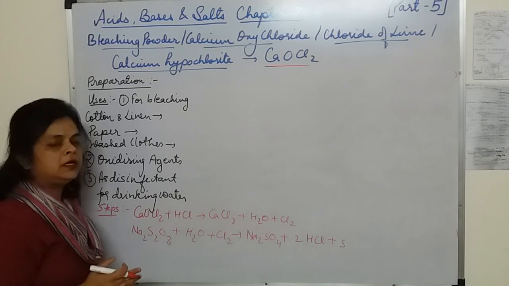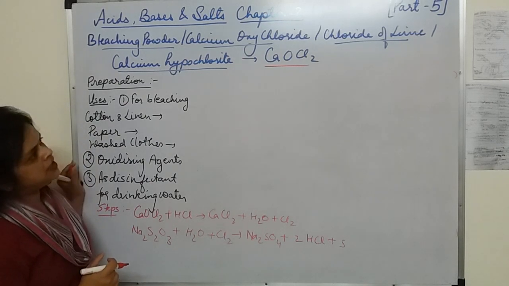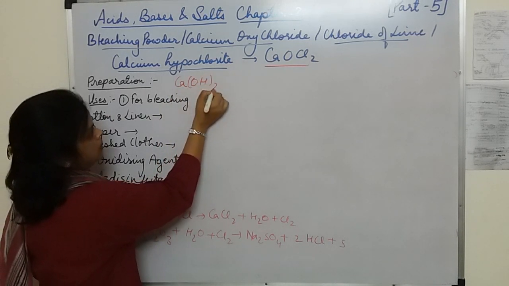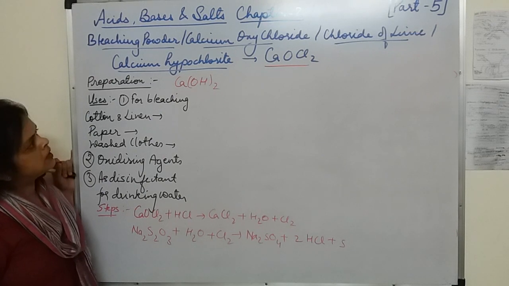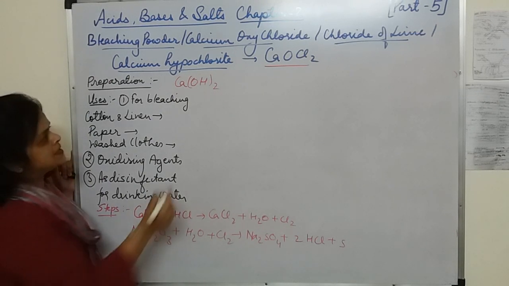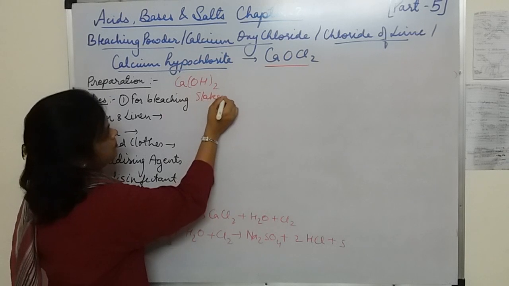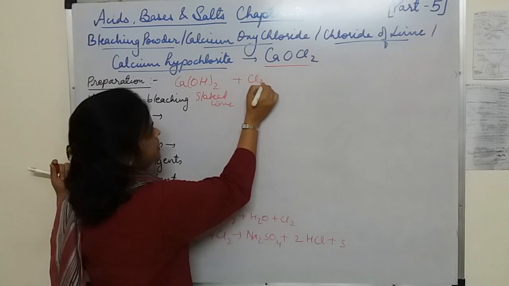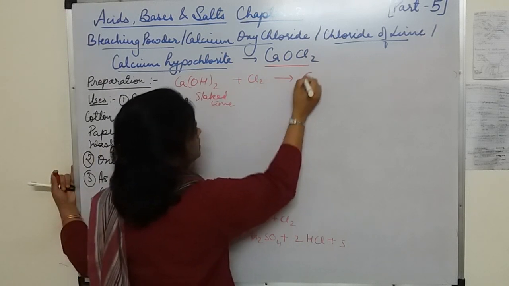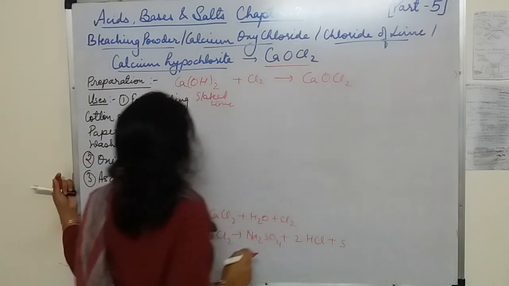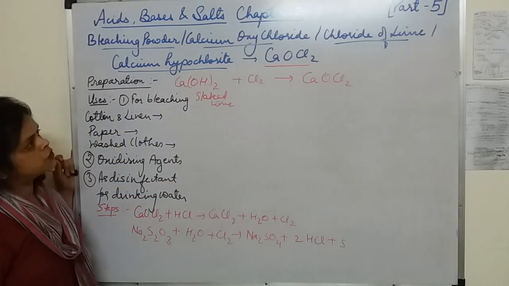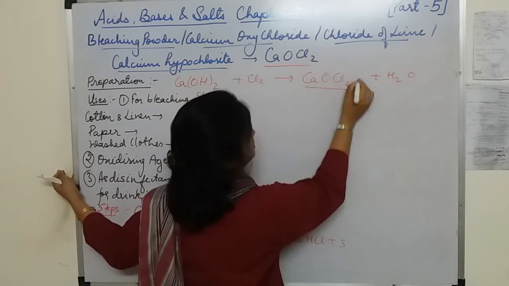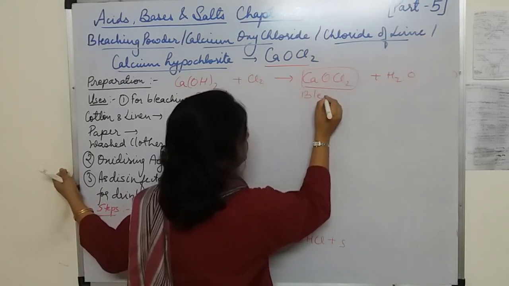First of all, we see the equation for the preparation of bleaching powder. When slaked lime, students, calcium hydroxide, it is called slaked lime, combines with chlorine gas, it forms calcium oxychloride. Now calcium oxychloride is formed. So what is left behind? H2O. And this calcium oxychloride is bleaching powder.